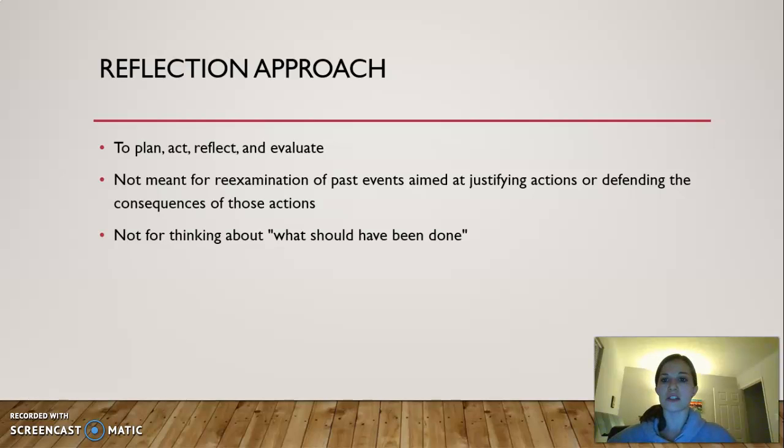So if a student doesn't learn something, you're not supposed to continually mentally go over the negative of the student not learning. Also, it is not for thinking about what should have been done. You can't change the past. What is, is. We just want to look at the data, see why it happened, and figure out how we can better the next situation.